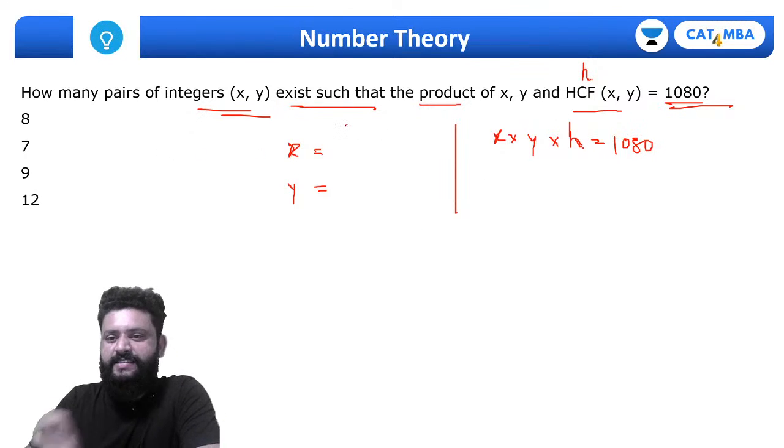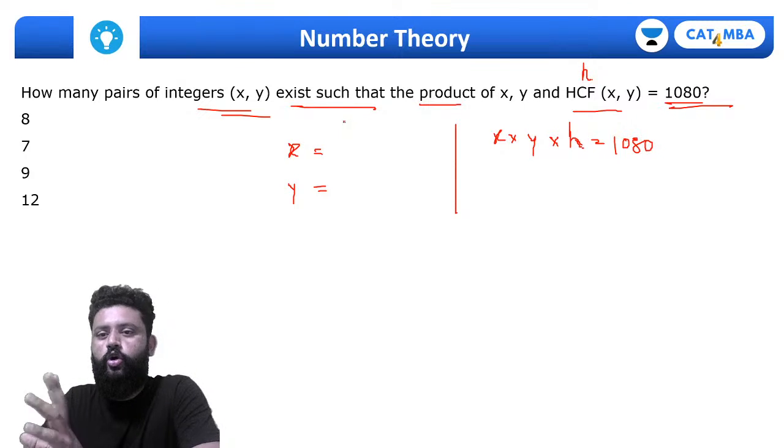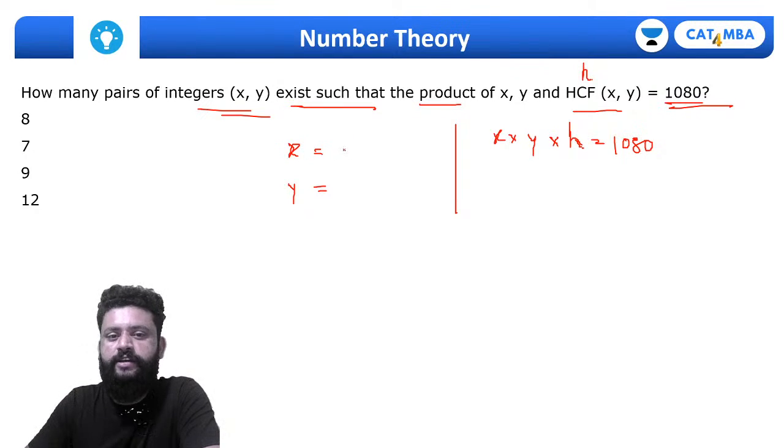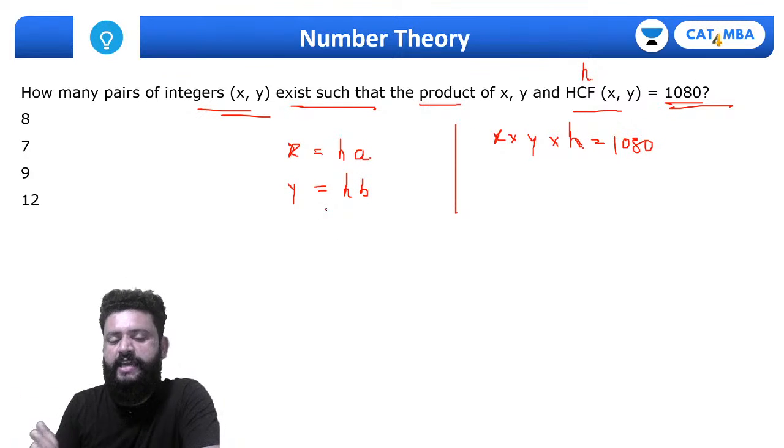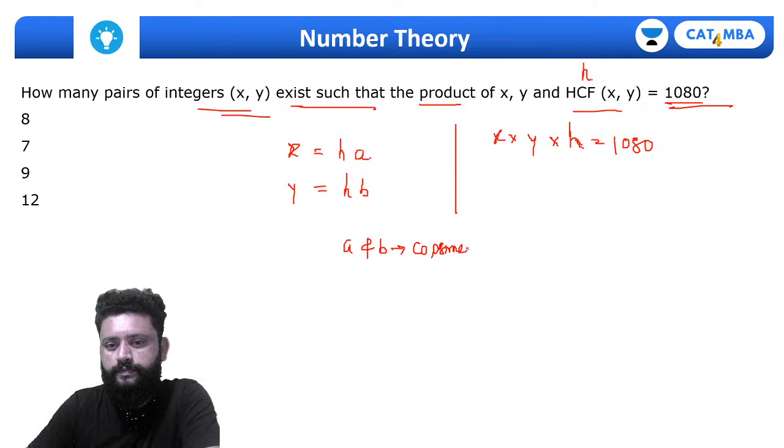See, can I say if HCF is H, that means H is the only common thing between X and Y. So can I say one number is HA and one number is HB? Is that okay? If I take H into A and H into B, where A and B are co-primes. Is that okay? Have you understood this?